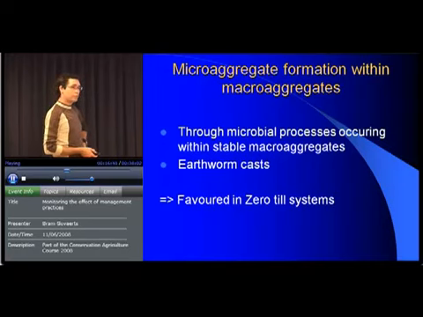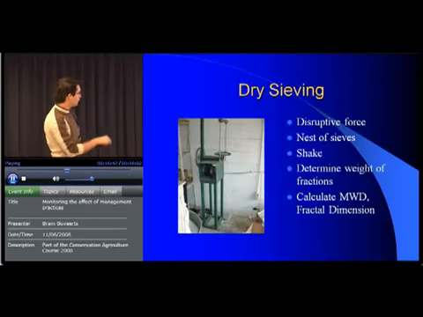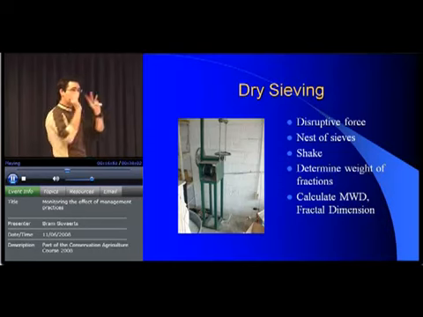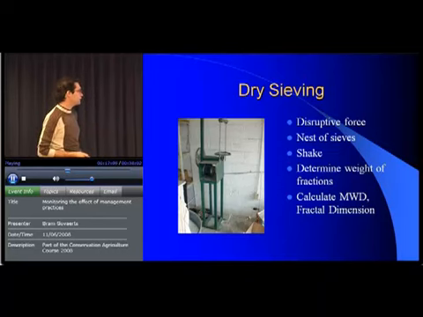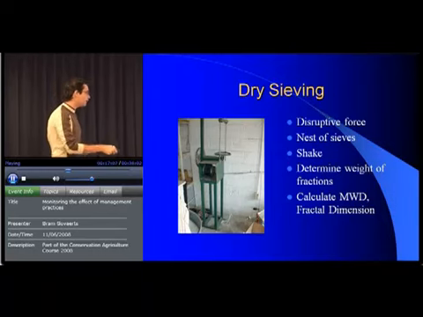Now, the first methodology that was developed is dry sieving. Dry sieving, you have a machine, you put a set of sieves on top of it, you drop the soil in, and the soil is divided over the sieves. So basically what you have is a nest of sieves, you shake it, and then you determine the weight of each fraction, and you can calculate the mean weight diameter or the fractal dimension.